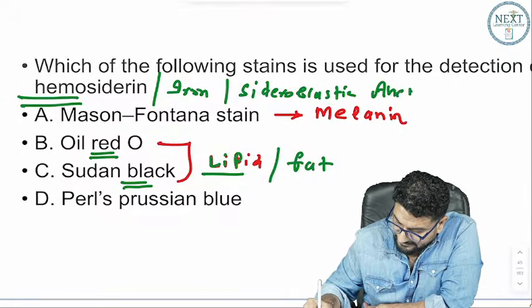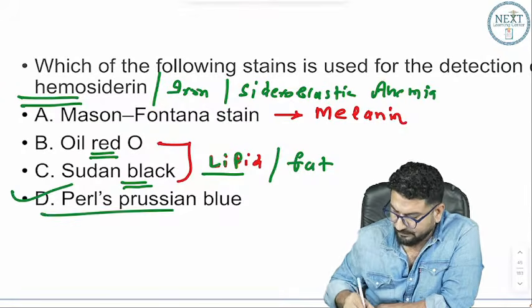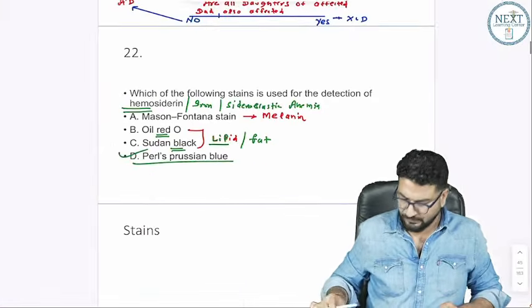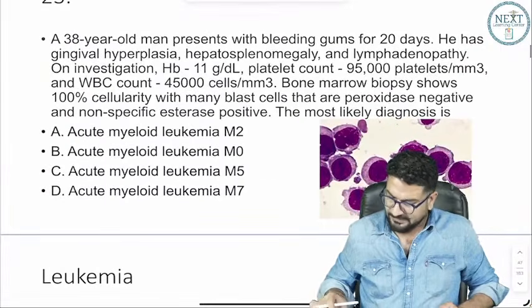For sideroblastic anemia, what do we use? We use Pearl stain or Prussian blue. Done? Okay, look ahead. Now, this is the approach.